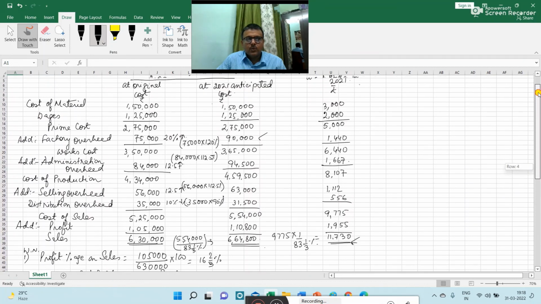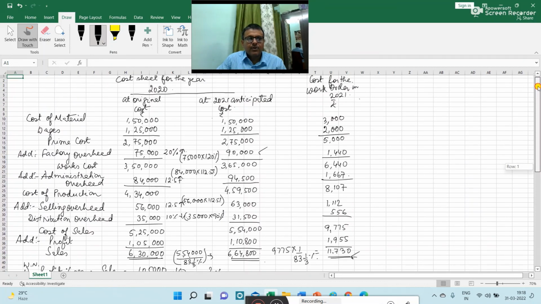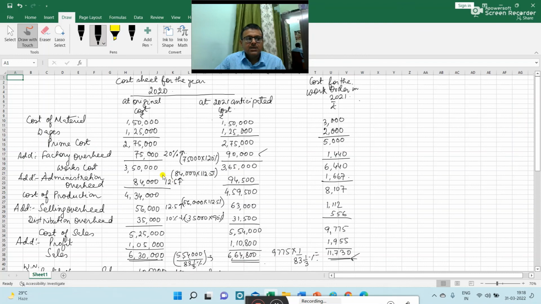And it is given in the question that the factory overhead in 2021 is going to increase at a rate of 20%. Then administrative overhead is also increasing at a rate of 12.5%. Selling overhead, there is an increase in the selling overhead at 12.5%, and there is a decrease in the distribution overhead by 10%.